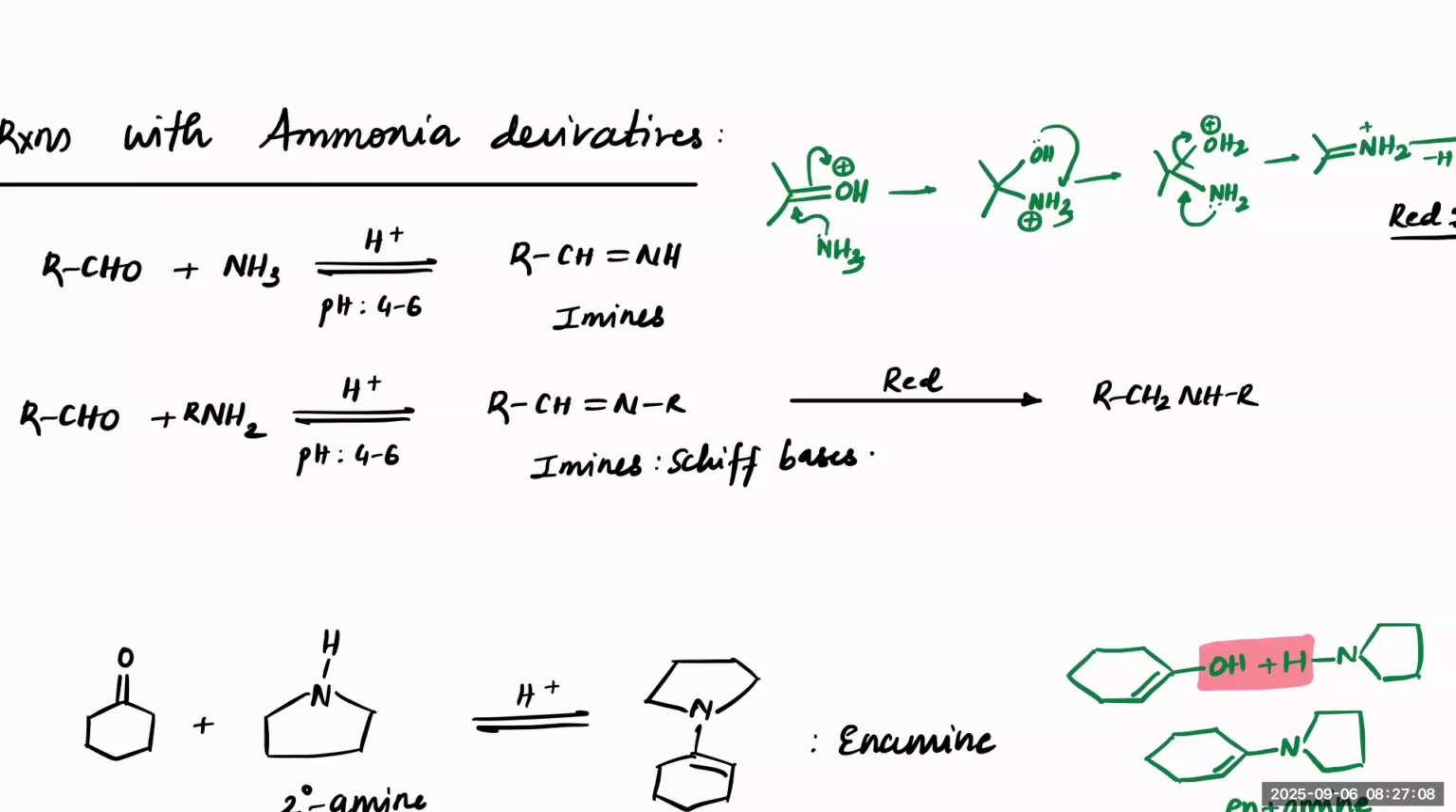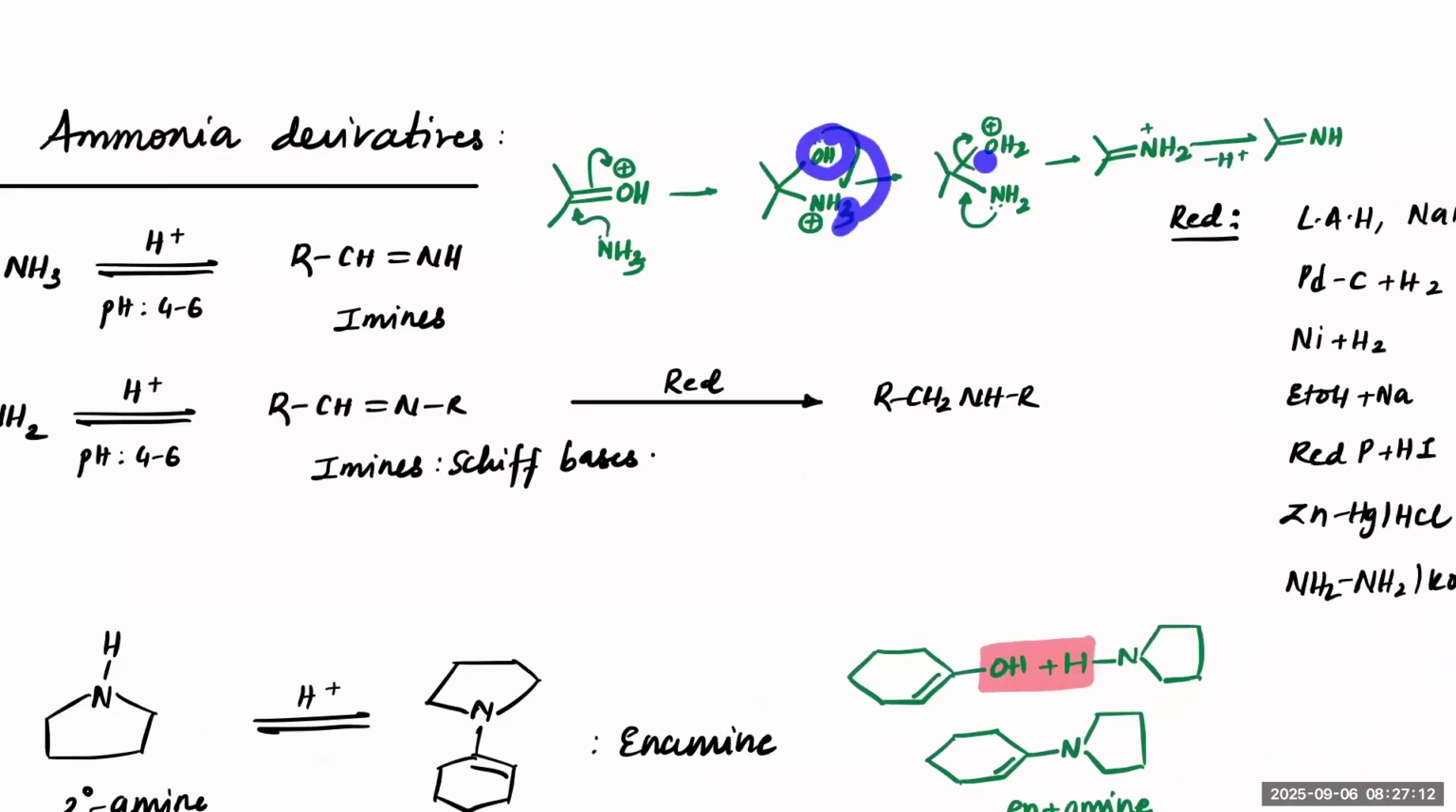And then the hydrogen from ammonia will shift on to OH, removing it as H2O. The lone pair on nitrogen will push here. That's how we'll get a double bond. Remove H plus, and you will get an imine form. Clear?